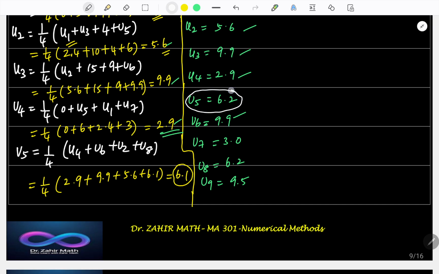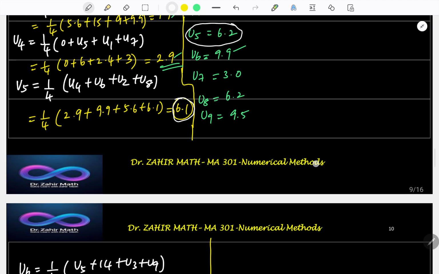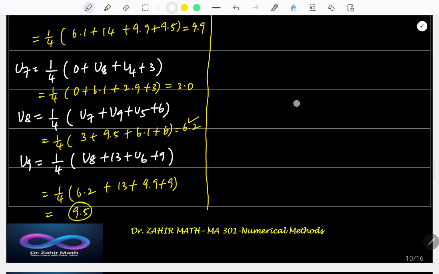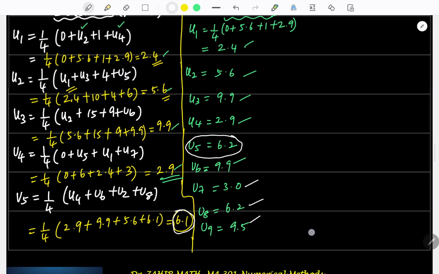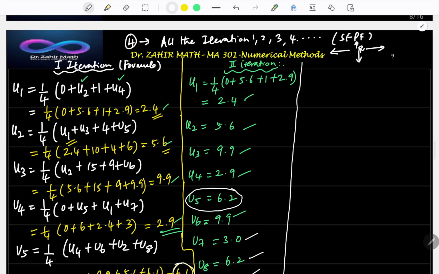6.1. This value is not matching, 6.2 and this is 6.1, right? Next is 9.9 is matching, okay, and 3.0 is also matching, okay. Then 6.2 is matching and 9.5 is also matching. All the values are matching except the u5 value. Even if one value is not matching, you have to do the next iteration. Keep in your mind. So third iteration, I'm going to do it. Use the same formula. Take the nearest value. Nearest value means if it is available in the same iteration, take it. If not, go to the previous one.